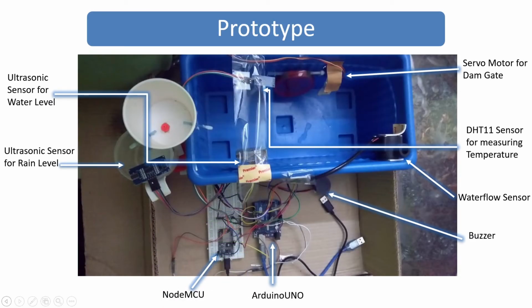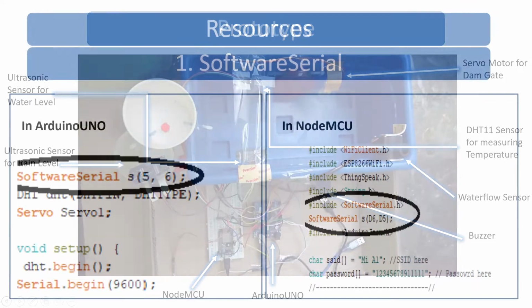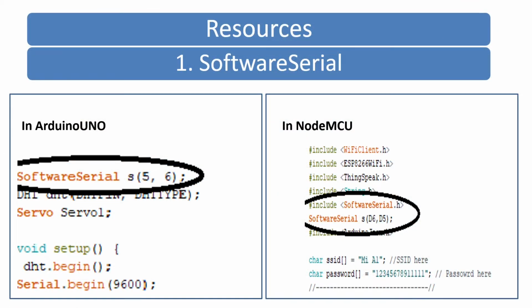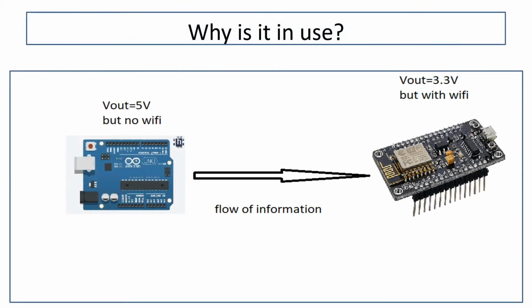Here is a picture of our prototype that we have built where all the sensors are connected. Now let's see some of the resources that we have used. Firstly, SoftwareSerial. The work of SoftwareSerial is to establish a connection between Arduino Uno and NodeMCU. If you ask why we are using this, the simple answer is that in our model, the recorded data should get transferred to ThingSpeak, and as Arduino does not have Wi-Fi, whereas NodeMCU does have Wi-Fi, we are using this.